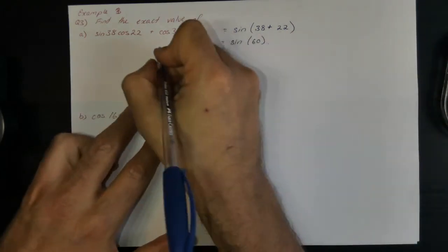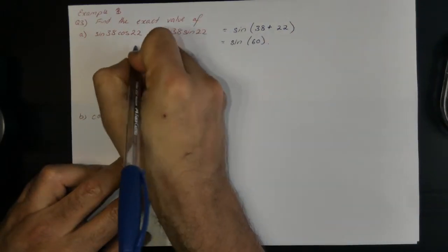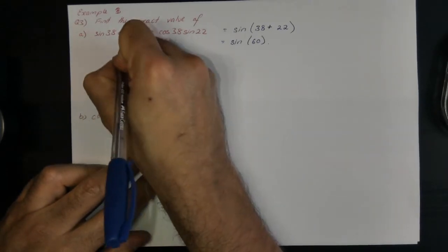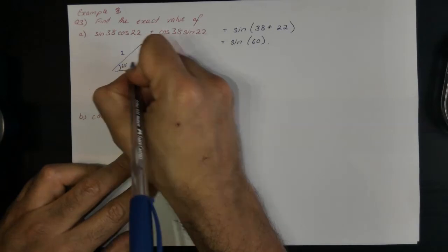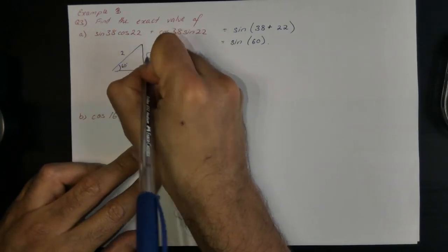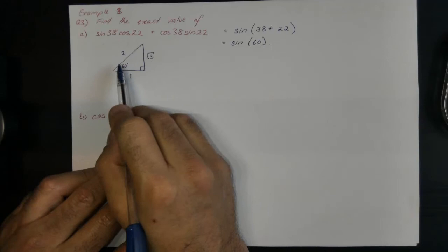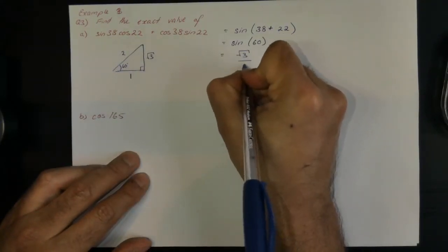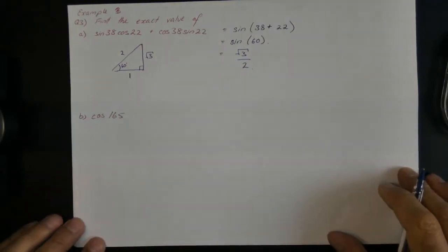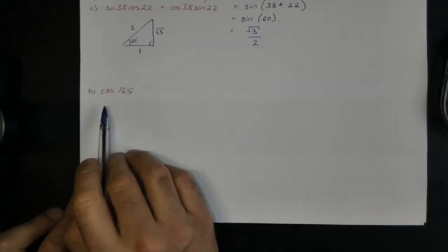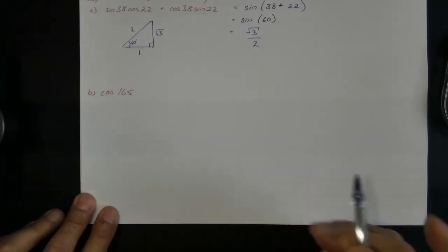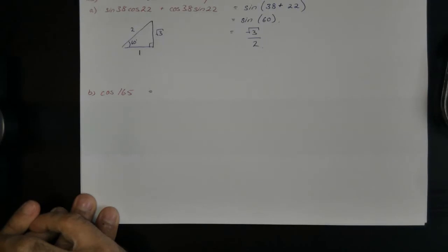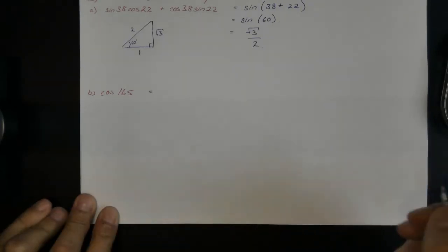Now remembering our exact triangles, an equilateral triangle of 60 degrees gave you square root 3. So sine is opposite over hypotenuse, so the final answer is square root 3 over 2. Okay, so cos 165. Well, that's going to be the same using our complementary angles.